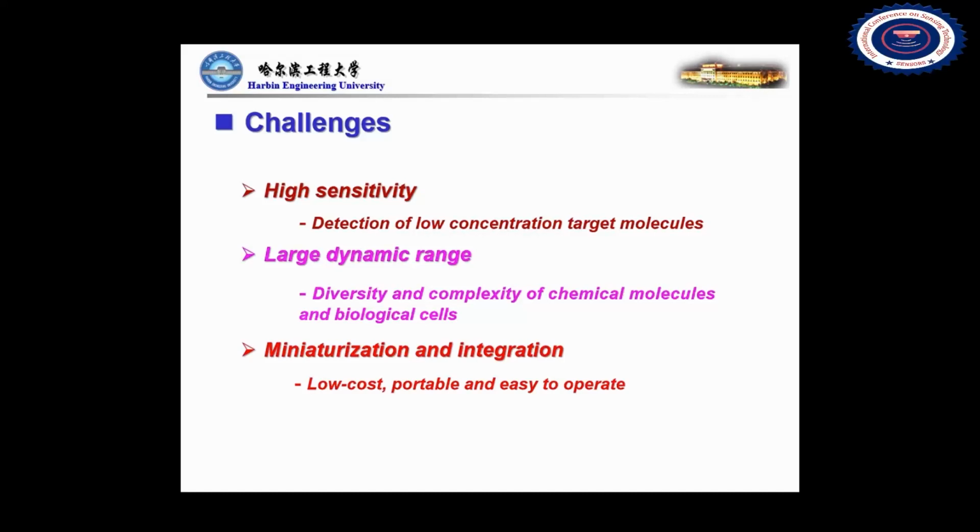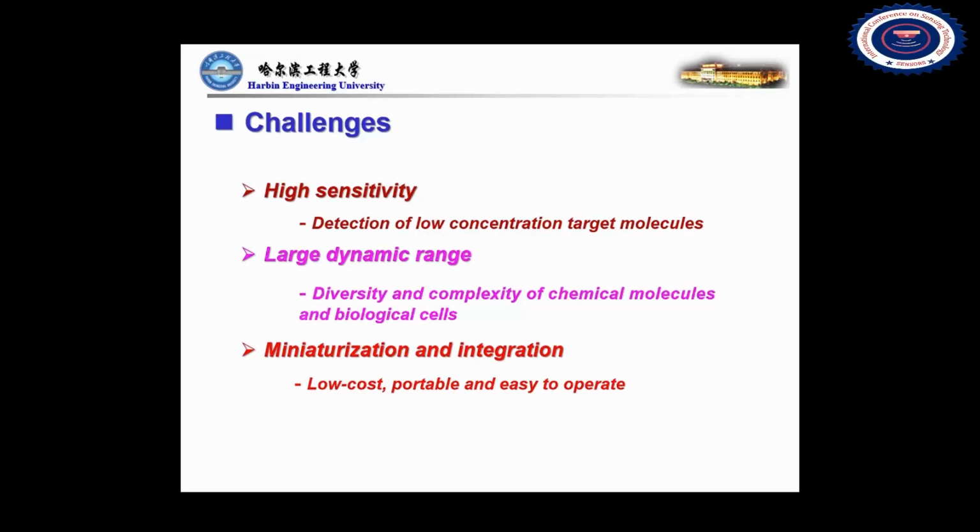First, as the medical diagnosis field tends to be more and more micro scale, the target molecules usually exist at very low concentration. So, optical microfluidic devices are required to have higher sensitivity.